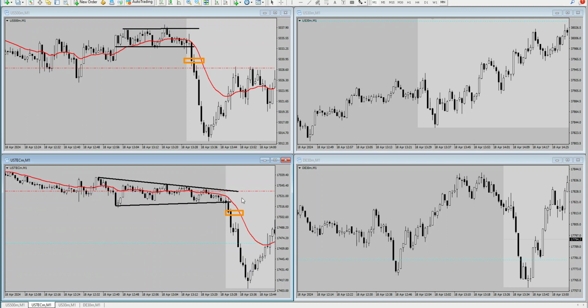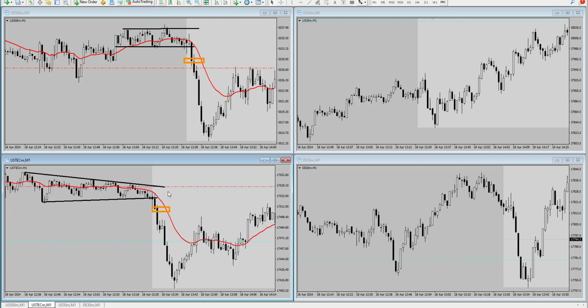This is a dead giveaway. There is a beautiful pattern. However, yes, the pattern started before the session, but it completed when the session had begun. This clearly tells you that these guys who are trapped here are going to get punished, and it's going to go at least 50 pips to punish them.